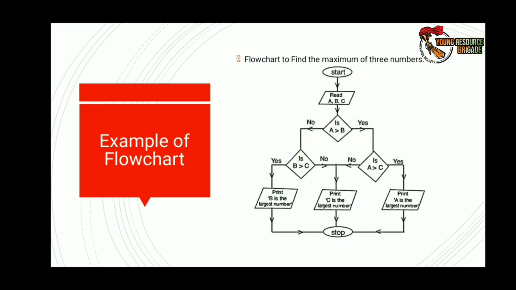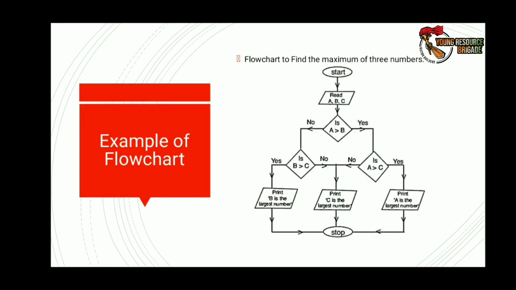Then we execute this decision block: is B greater than C? Whenever we get B greater than C, the result is yes, and we print B is the largest number. And whenever in this decision block the answer is F, meaning false, then we execute this part. It means B greater than C is false, so we get number C is greater. And at the last we stop our procedure with a terminal.